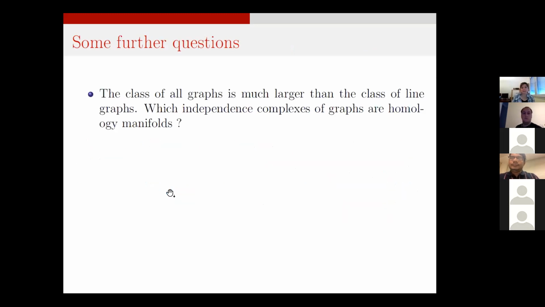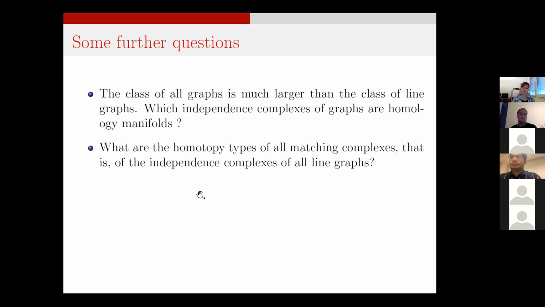Then I stated some questions that arise naturally. Well, the first question is, we looked at matching complexes, and matching complexes are just a subclass of independence complexes. What could we say about independence complexes? That's a natural question, although I don't find it so interesting, because we already know that we can subdivide any complex and get an independence complex. But it's a natural one.